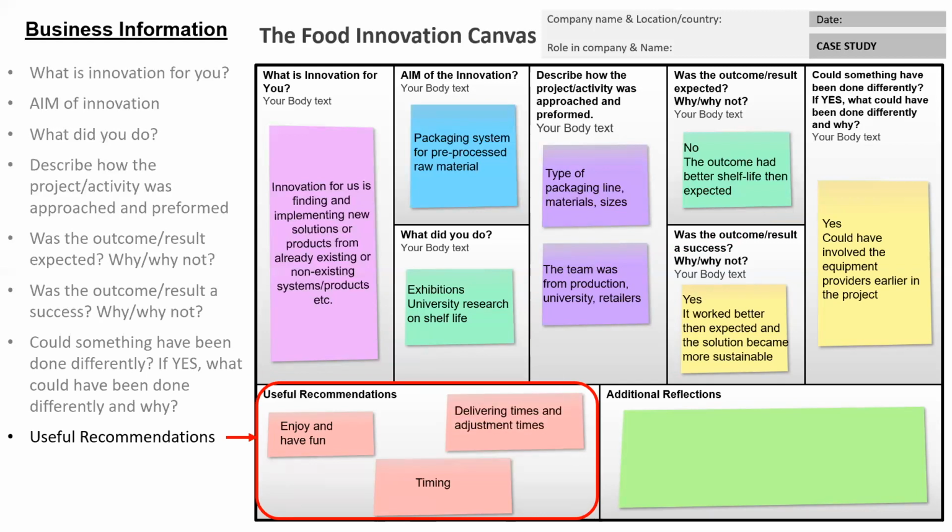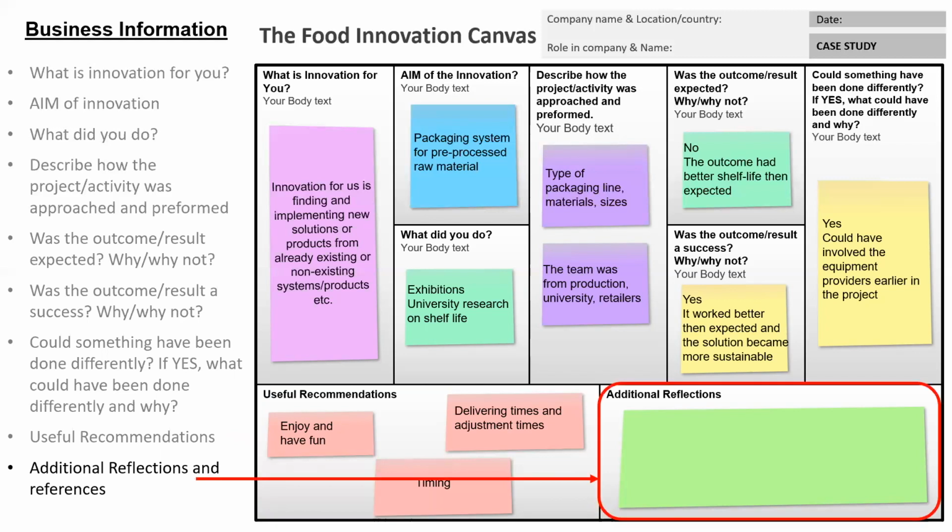In the last box of the Food Innovation Canvas, we want you to add some additional reflections that you want to recommend for other companies. In our fictive company, the reflection was that even if you try to take everything into consideration during planning, there are always things that you cannot plan for.